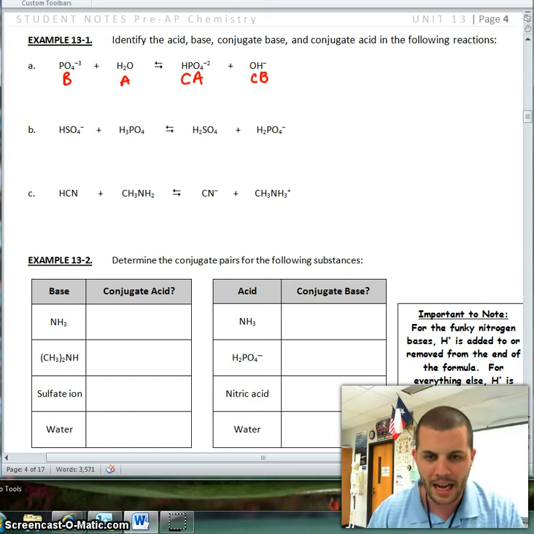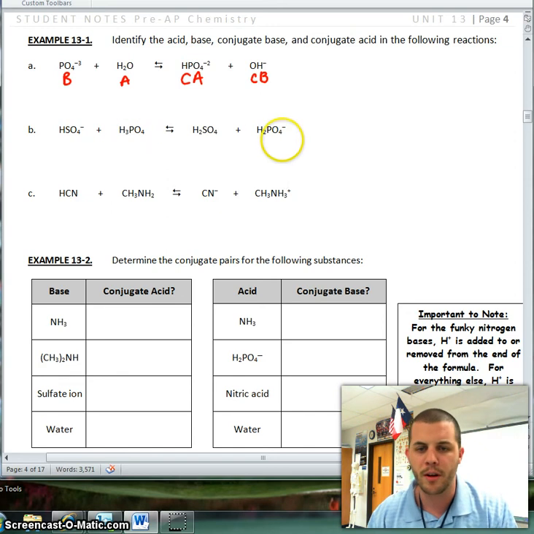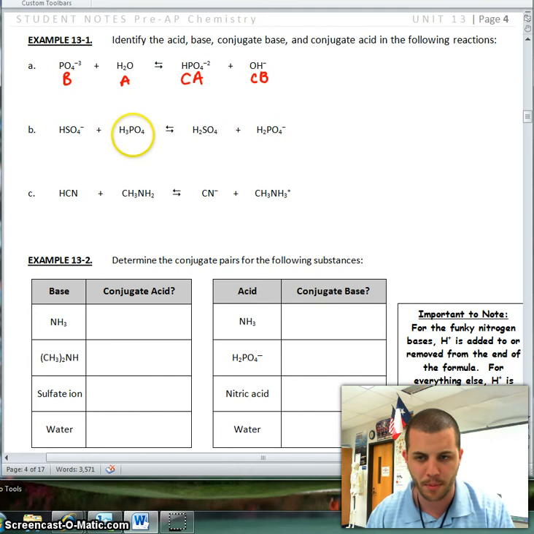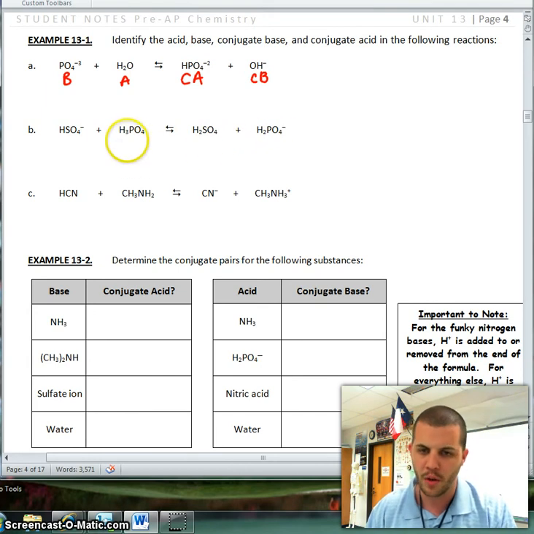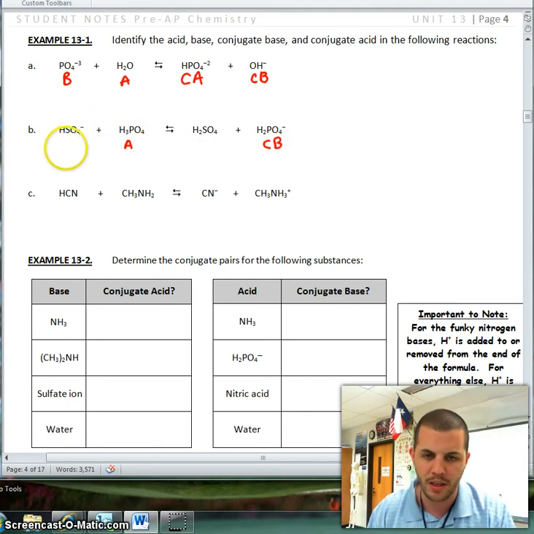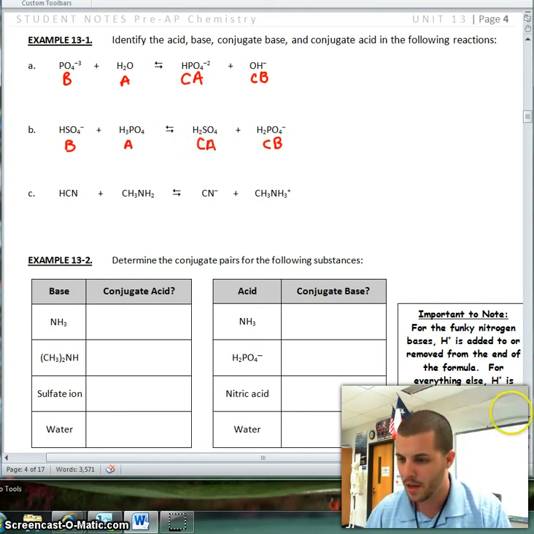All right, so welcome back. We have H3PO4 that turns into H2PO4 minus. So I know that this little fellow right here lost a proton to look like this. I know acids are losers, so that means that this is an acid, and this is my conjugate base. HSO4 minus gains a proton, so it's going to be my base, making H2SO4 the conjugate acid. All right, let's keep going.